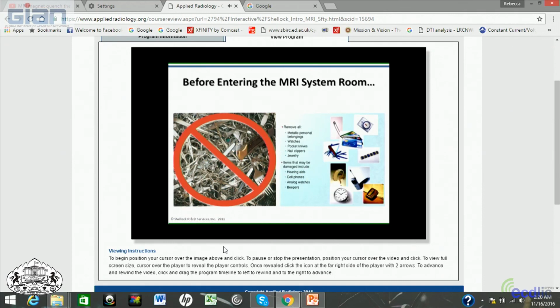Before entering the scanner room, you must remove all metallic objects, including pocket knives, nail clippers, your wallet, your watch, and jewelry. Besides being attracted to the magnetic field of the scanner, objects such as hearing aids, cell phones, and mechanical watches may be damaged. Also, exposure to the magnetic field can erase magnetic storage media such as bank cards, credit cards, and identification cards. Therefore, these objects are not permitted in the MRI environment.